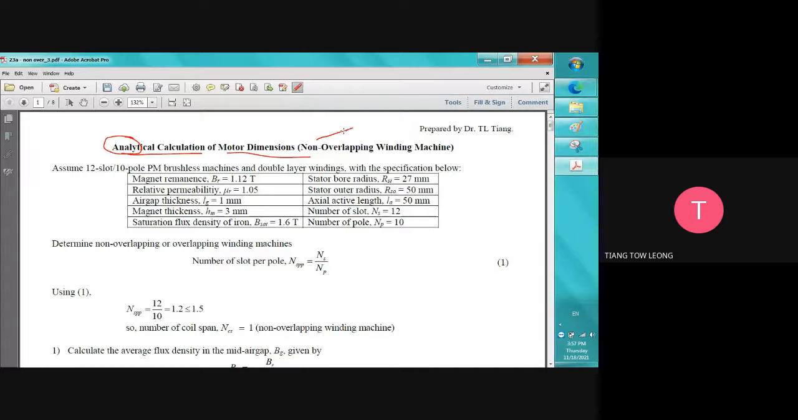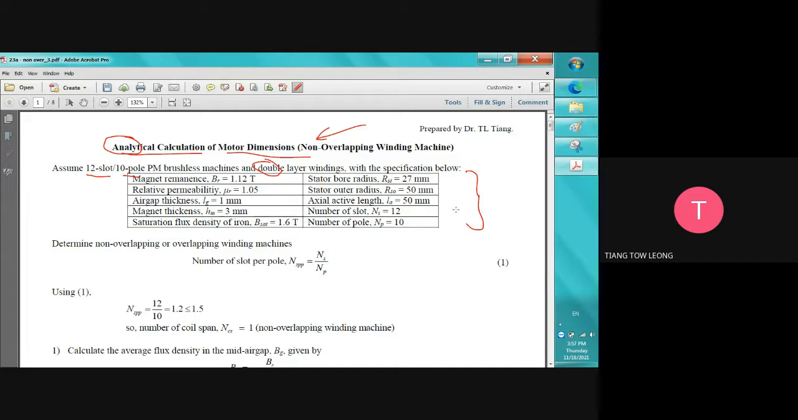Then we will start from the non-overlapping winding machine, because if we directly go to overlapping winding machine, it will be a little bit confusing. It's better we go for easy first. So assume that we have a 12 slot 10 pole PM Brushless machine, and we always start from double layer. We won't start at a single layer. From single layer, changing to double layer is not so easy, but from double layer to single layer, it will be easier.